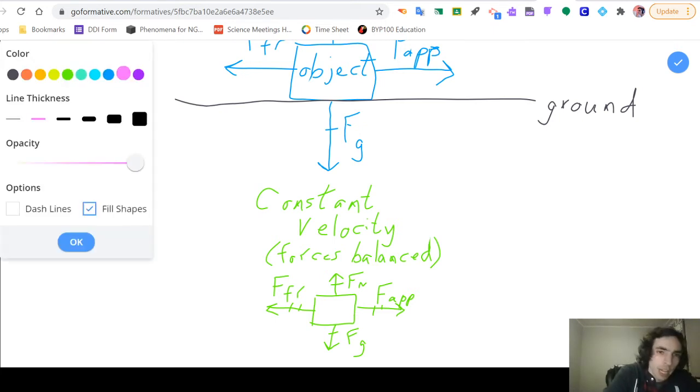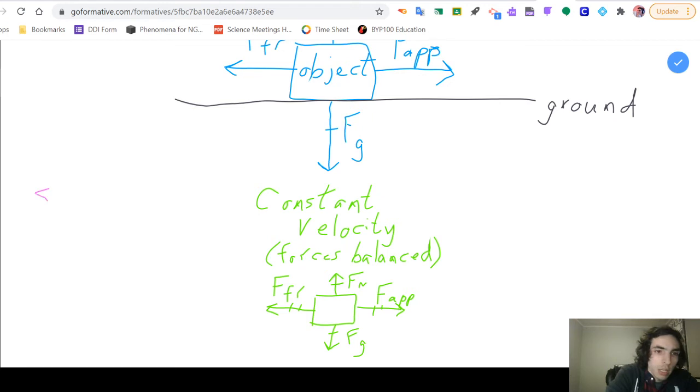If, on the other hand, we were told that this is slowing down, then nothing would change about the gravity or the normal force. You'll notice those are going to be in every case.